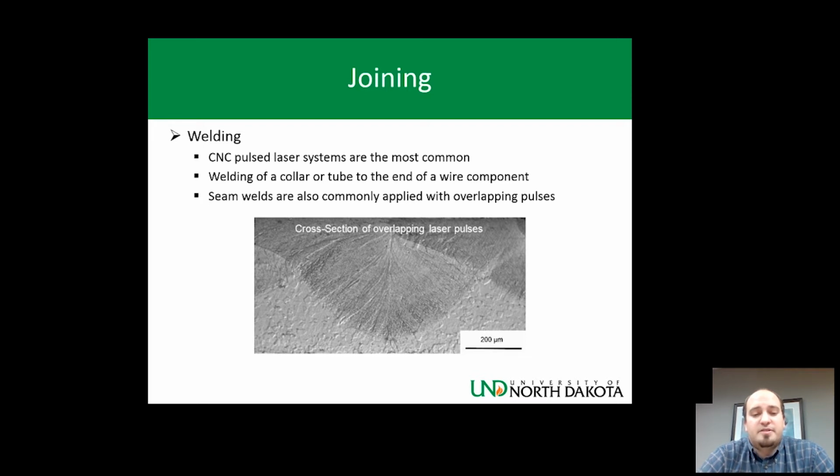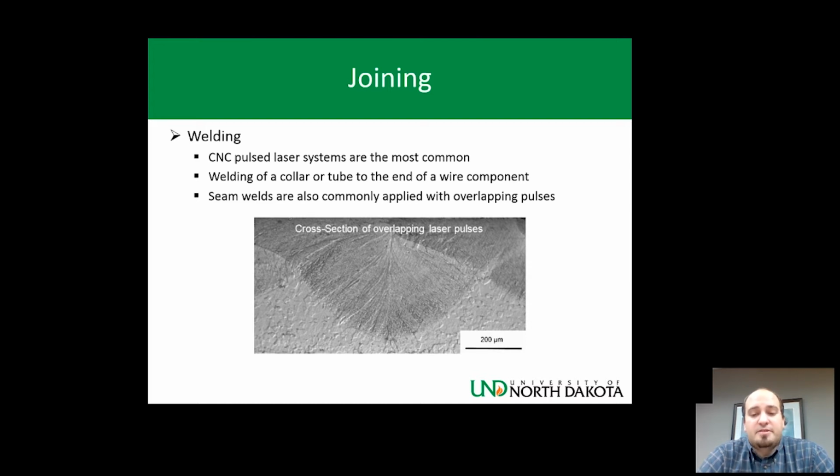CNC pulse laser systems are the most common welding processes used for assembling SMA components. The high-speed, non-contact, low-heat input characteristics of this process make it very attractive in the manufacture of nitinol medical devices.